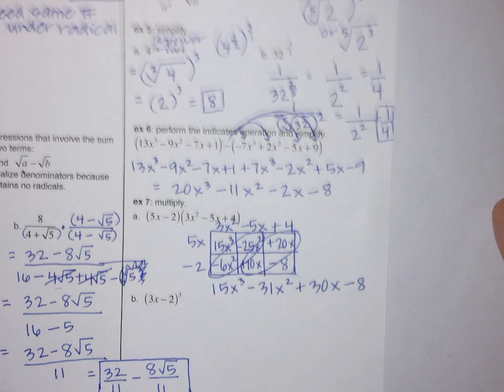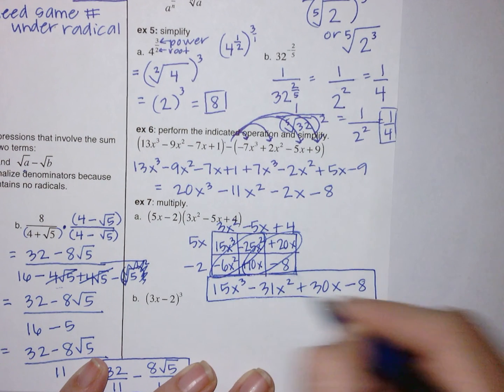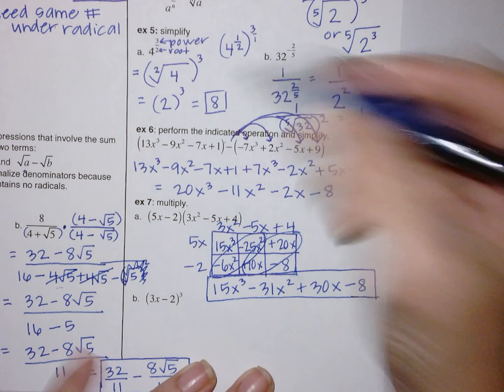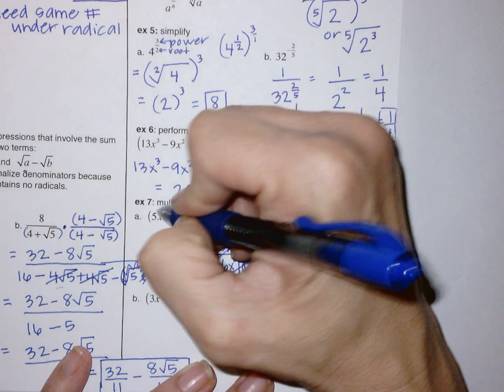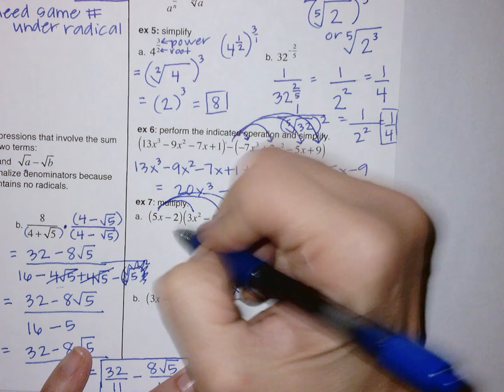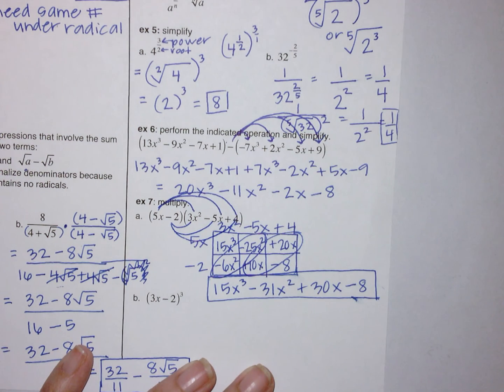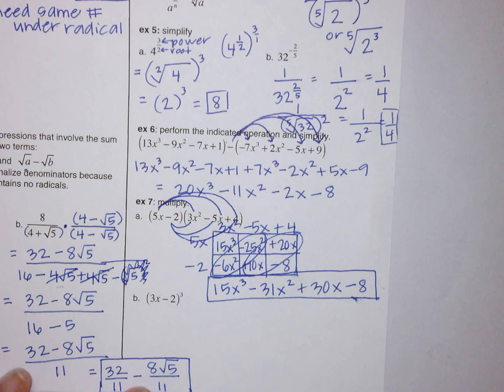If you didn't want to do it this way using the box method, I don't require it. You could do what I call the clamshell, but it's just a big distributive problem. So you're going to want to make sure to distribute that 5x to all 3 of those terms and the negative 2 to all of those terms, and then make sure you combine like terms.